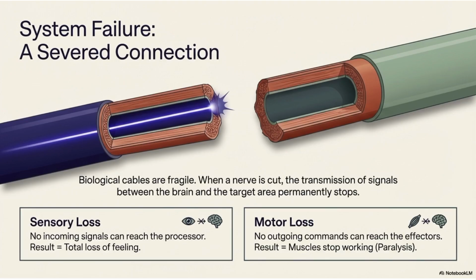So we have a system failure or a severed connection. Biological cables are fragile. Biological cables here means the neurons in the nerve cells. When a nerve is cut, the transmission of signals between the brain and a target area permanently stops. Sensory loss: no incoming signals can reach the processor. The result is total loss of feeling. Most of the time this happens when we have an accident. Motor loss: no outgoing commands can reach the effectors. The muscle stops working, that is paralysis.